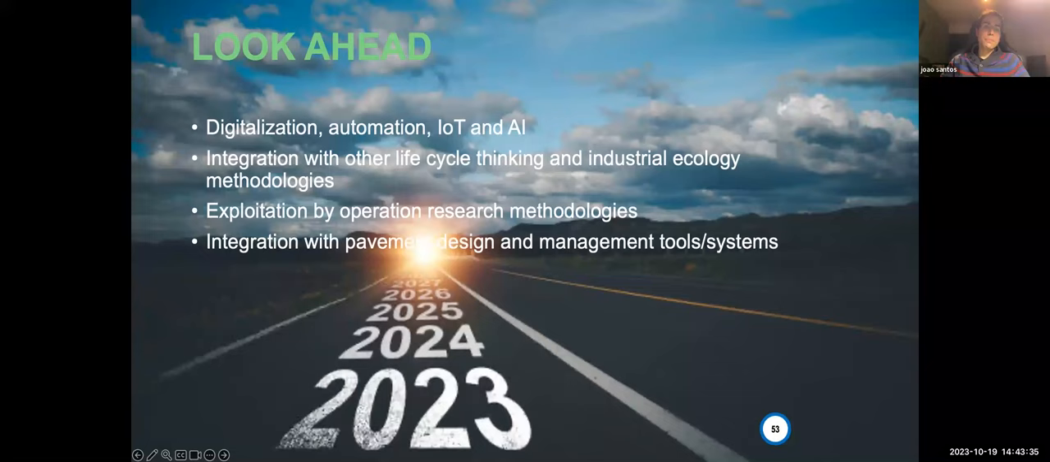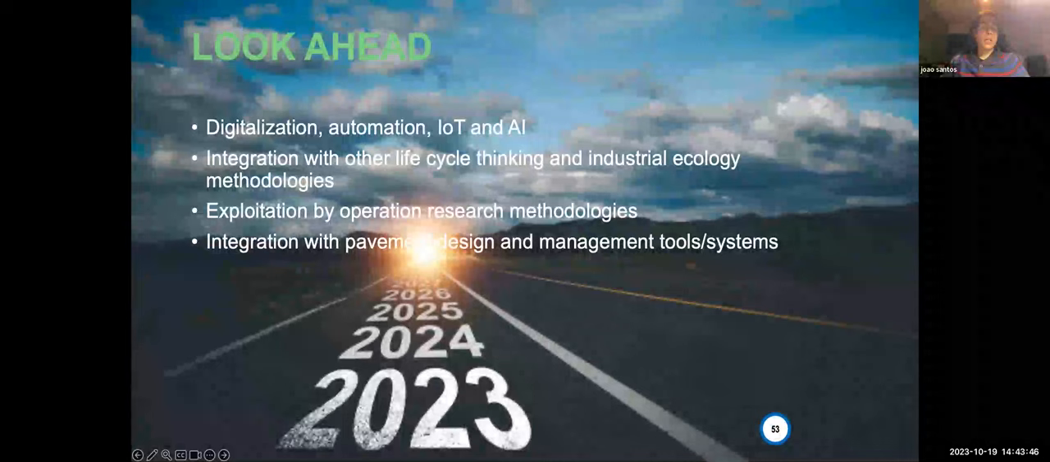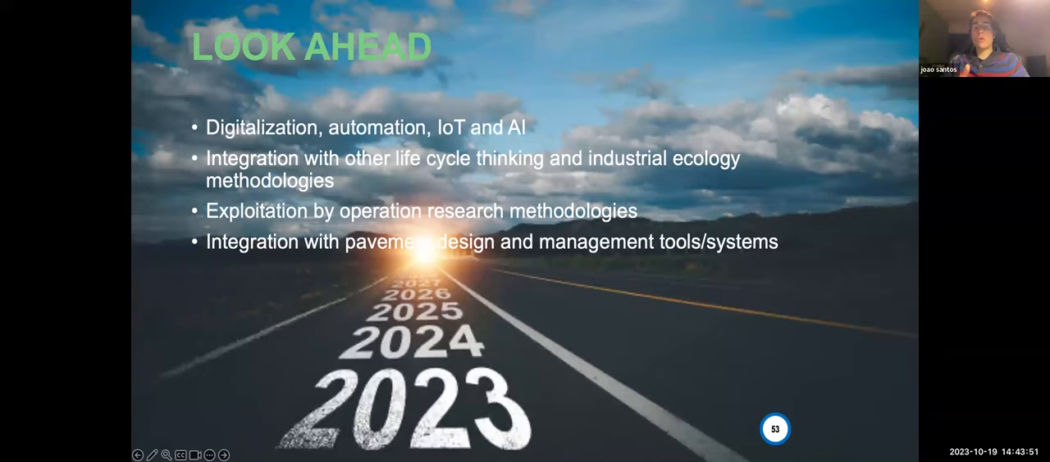Integration with pavement design and management systems is also related to the topics that I mentioned. In my opinion, LCA will be as important as, and also as common as, life cycle costs. Life cycle costs is one of the components of the current PMS. LCA will be for sure in the future as well.